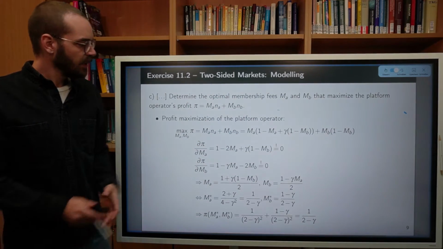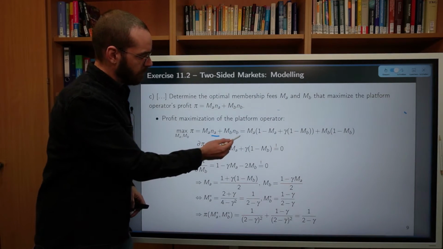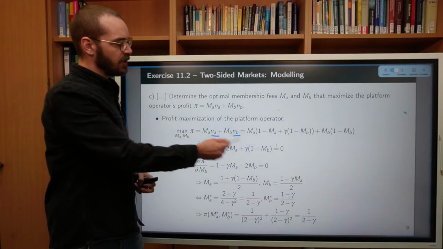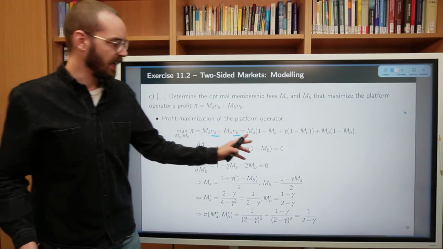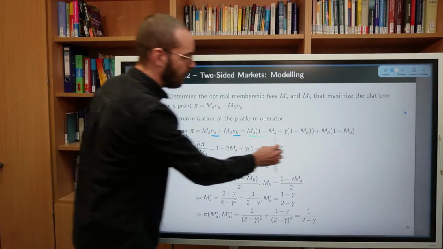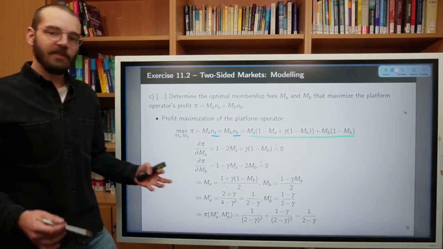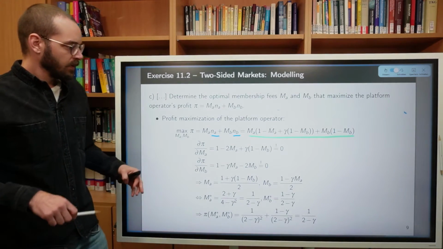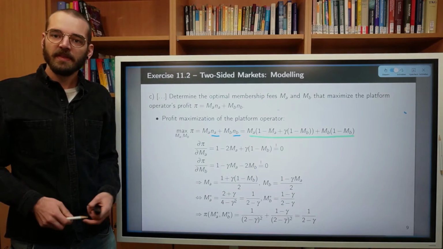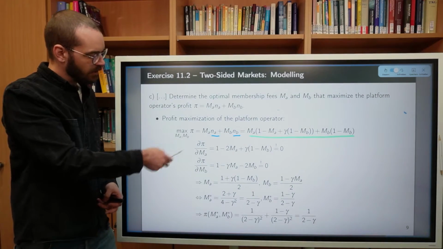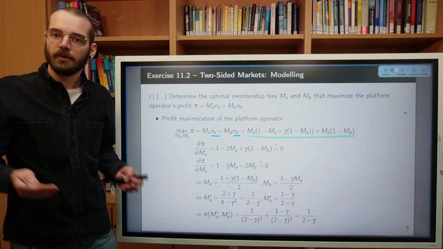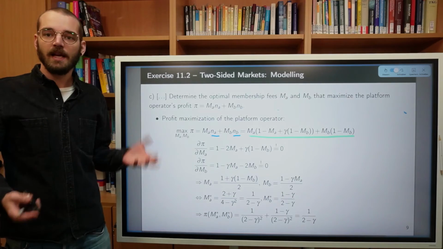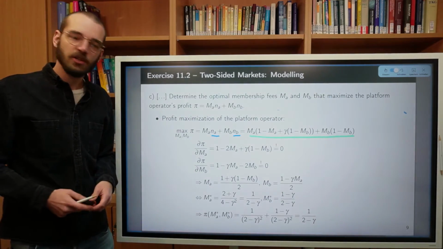So we are faced with a profit function that looks like this. As promised, we have simply substituted the expressions for NA and NB, and then we get this expression over here for the profits, a function that only depends on gamma, MA and MB. Now, how do we find the profit maximum in this scenario? Well, we state the first order conditions of a maximum with respect to these 2 parameters MA and MB, so the participation fees.